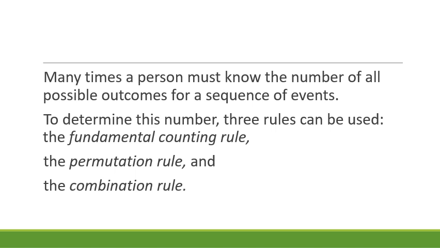Okay, so many times a person must know the number of all possible outcomes for a sequence of events. To determine this number, three rules can be used. We have the fundamental counting rule, the permutation rule, and the combination rule.